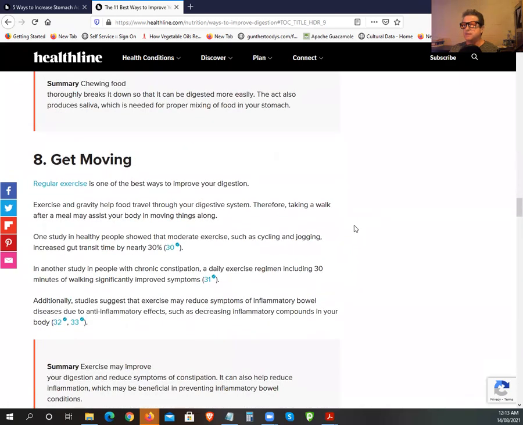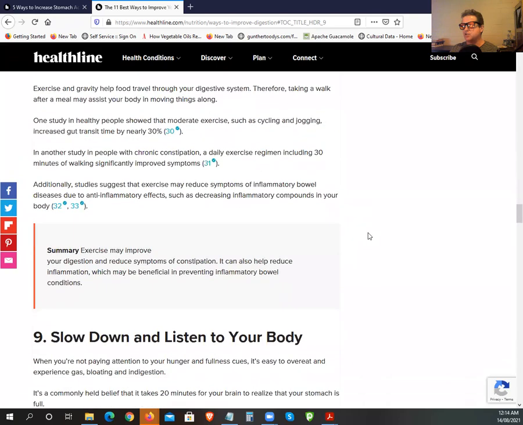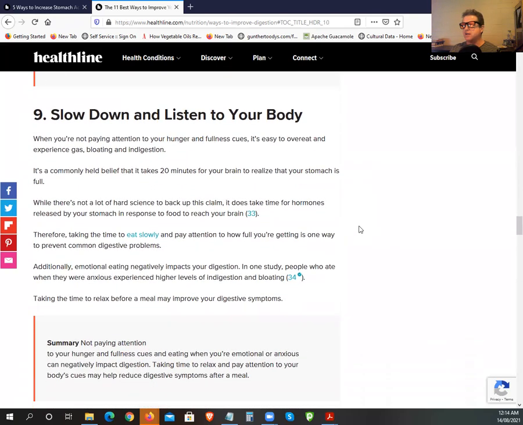Get moving. Probably the only intelligent thing. Yes, it does improve peristalsis. It does improve gut motility. It's probably the only thing that I'd actually agree with. Slow down and listen to your body.